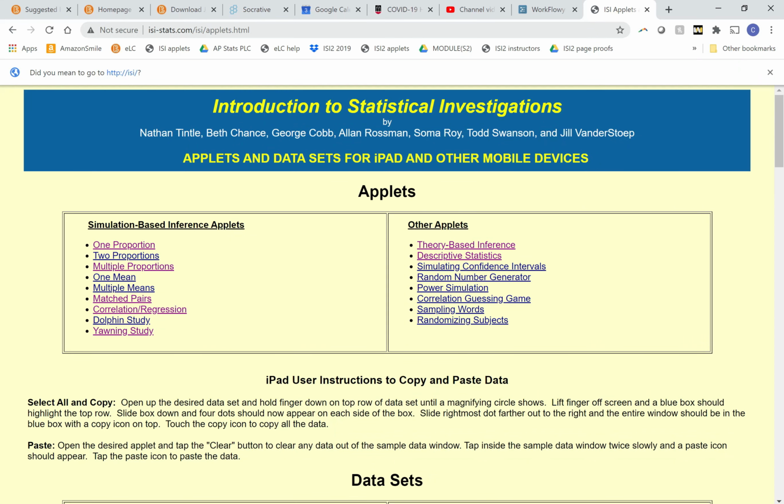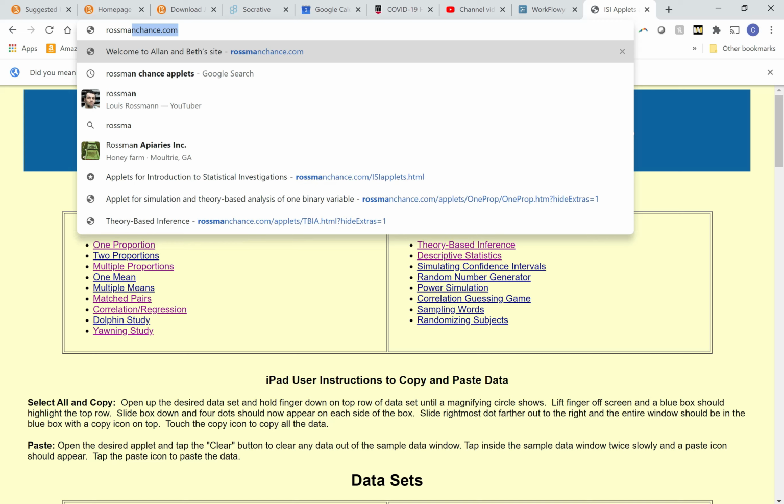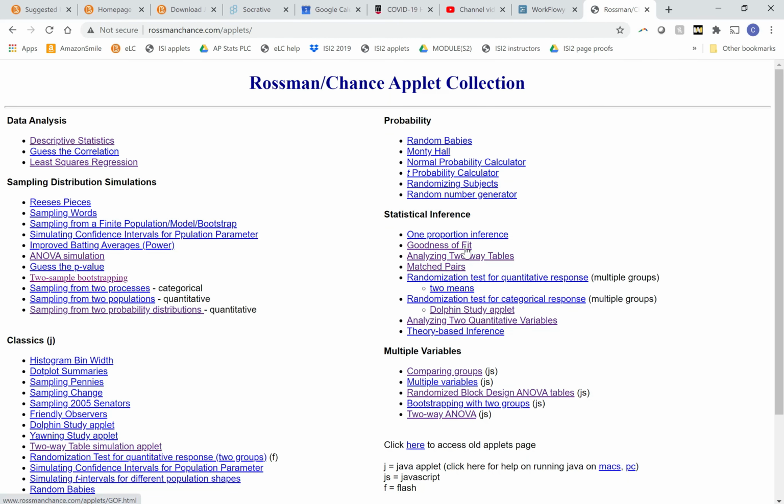So unfortunately, our ISI applet collection doesn't have one for a goodness of fit test. The people who built these applets do have a bigger collection though, so I'm going to look at the Rossmann-Chance applets. And I'm going to go to their applet for goodness of fit.